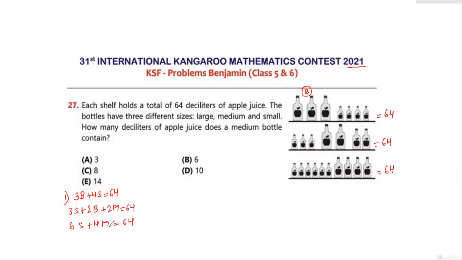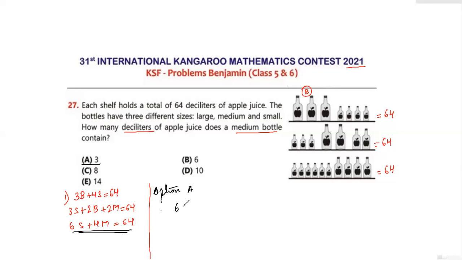Now you can actually make simultaneous equations out of it and solve it, but I believe that becomes a little too complicated. So I thought there is one more way to do it, and it's a faster way. They are asking how many deciliters of apple juice a medium bottle contains, so we can look at the options and try the method of elimination. For example, if the medium bottle contains 3 deciliters, we try option A. So we substitute in this equation, because I have the medium here.